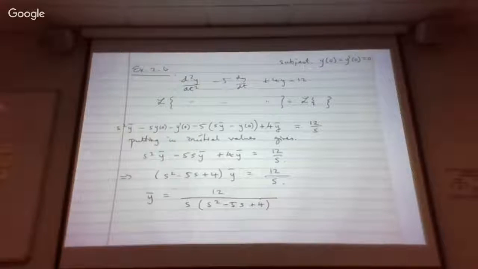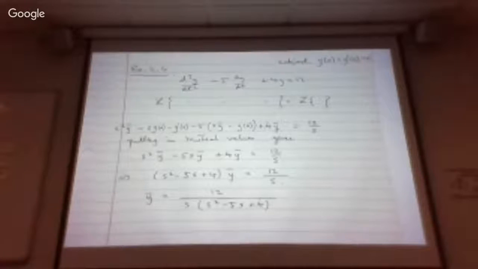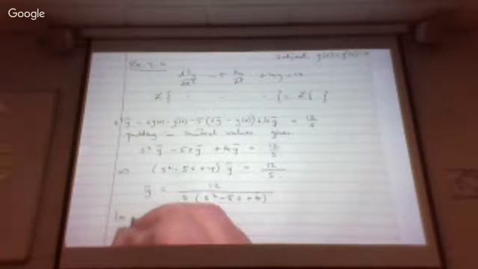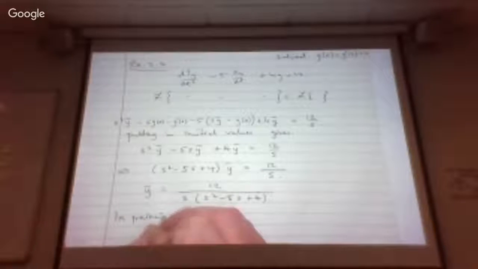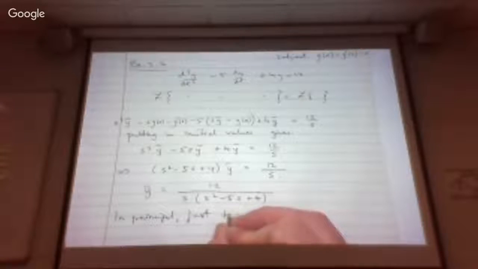So that's kind of at the end of step 3. The various numbered steps there, at the end of step 3, we found the solution to y bar. In principle now, we just have to take the inverse transform to recover the original solution y of t. In principle, just take the inverse transform now.